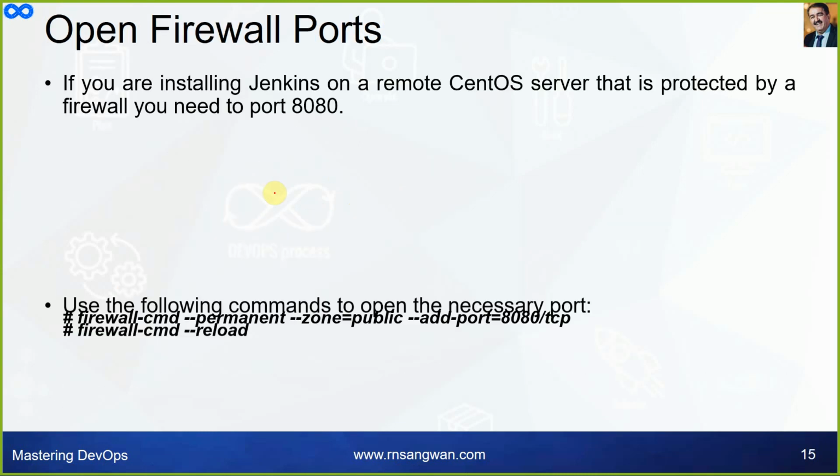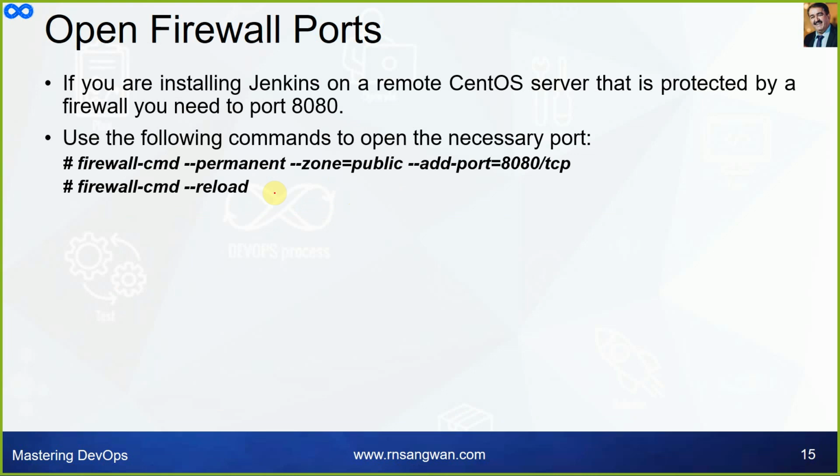Open the firewall ports. As I told you, I demonstrated this also, because Jenkins works on port number 8080. Therefore, the command is firewall-cmd --permanent. Zone by default it is public only, so it is optional. Add the TCP port and reload the firewall.